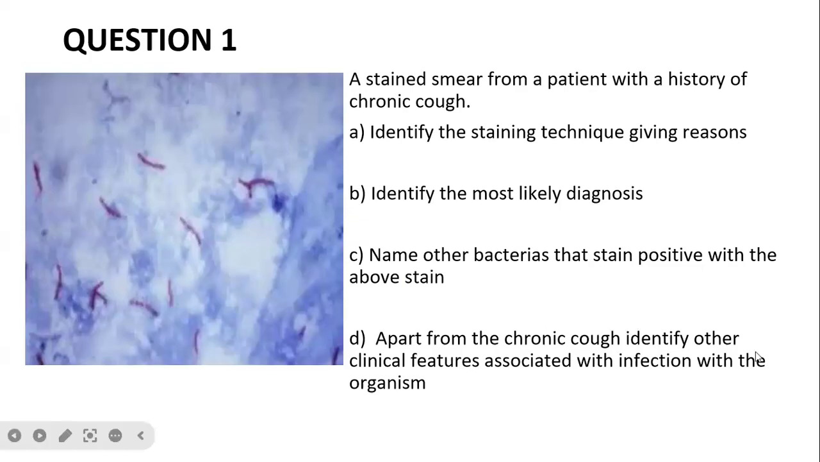Then, apart from chronic cough, identify other clinical features associated with infection with the organism. What do you think? So we've been asked clinical features of pulmonary TB. What are others? So you have fevers, night sweats, loss of weight. Good. So we have fevers, night sweats, loss of weight, fatigue.